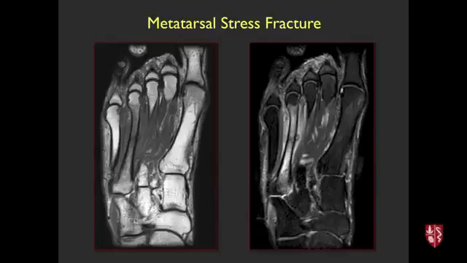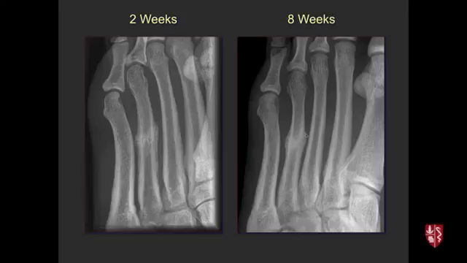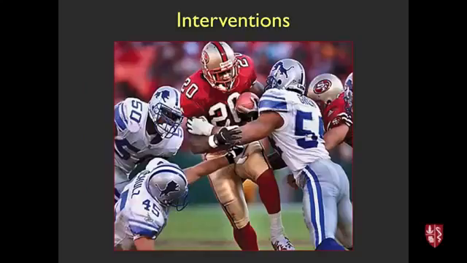So T1, fluid sensitive, T2 fat sat here. This fourth metatarsal, see the whole bone is darker in signal. This whole bone is white here. That's all edema within the bone. There's some surrounding edema. That dark line there, that's the fracture line. And at this point in time, it still may be not visible on an x-ray. So that's a metatarsal stress fracture.